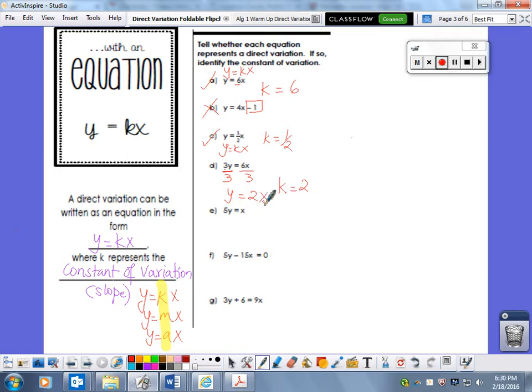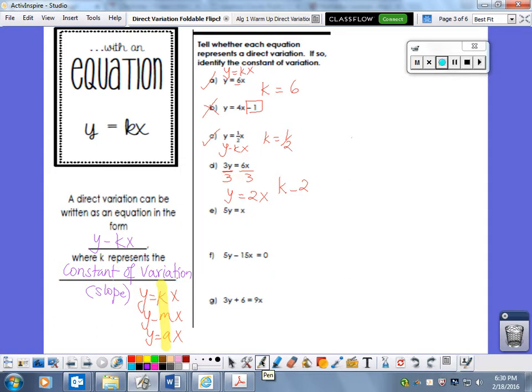This is in direct variation, students, because I do not have any number over here that is being either added or subtracted to the x term. So this is an example of direct variation. Now at this point, students, you can pause the video and work on letter e, f, and g, and then play it to check your answers.